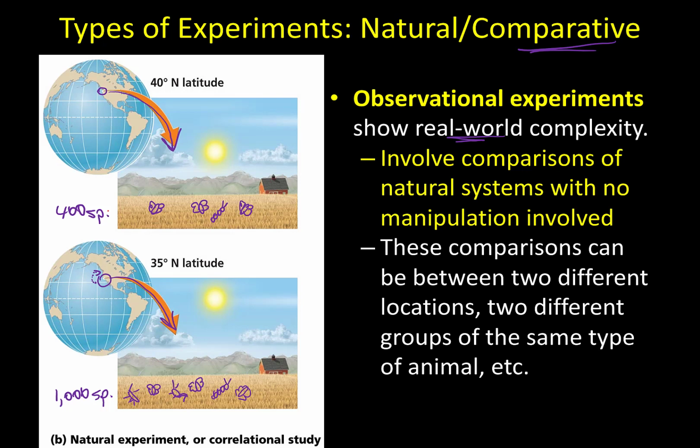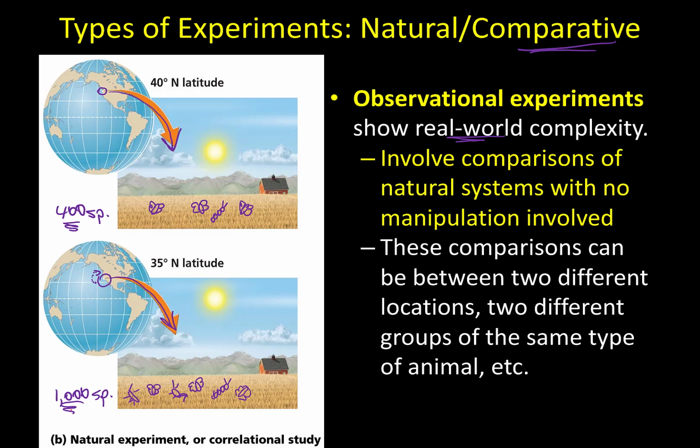You have controlled as many variables as you can. It's the same type of environment. It's got the same basic geography. But you see that there is a difference. You have fewer species at the higher latitude than you do at the lower latitude. What you need to do next is try to explain why.